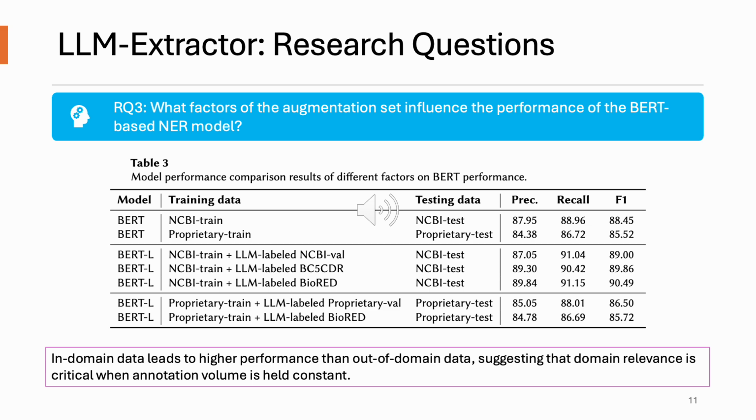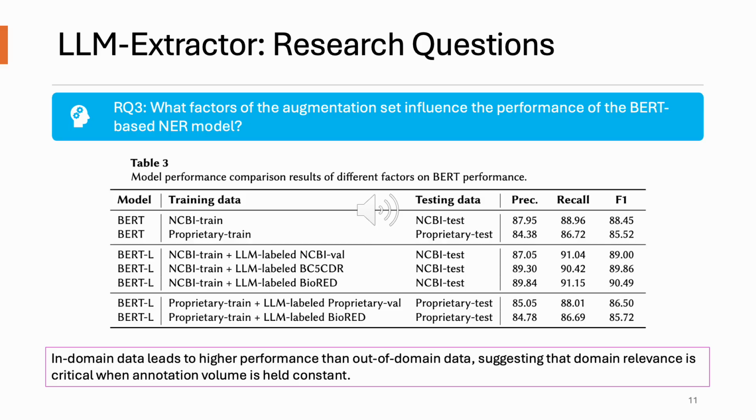In this section, we investigate the third research question: what factors of the augmentation set influence the performance of the BERT-based NER model? Specifically, we examine whether increasing the amount of auxiliary annotation improves performance and how this effect interacts with domain relevance. We consider three auxiliary sources for NCBI: the validation set, BC5 and BioRed.